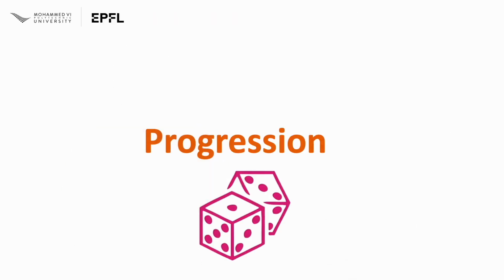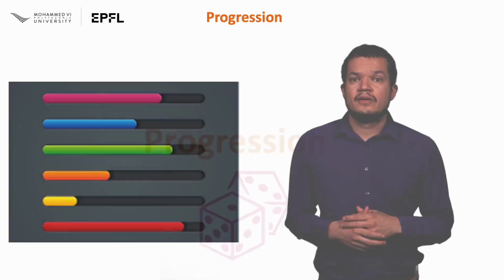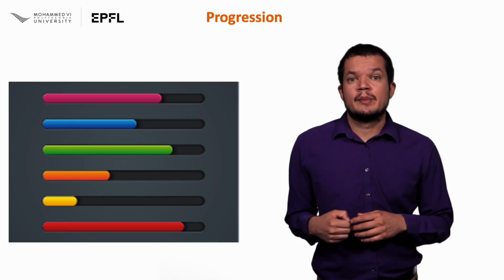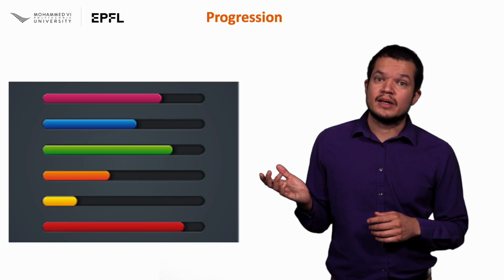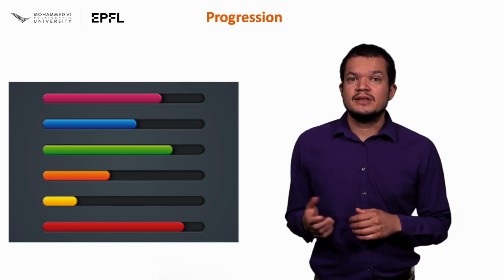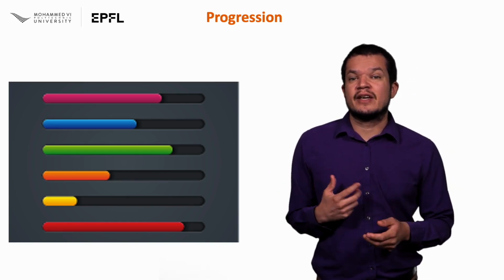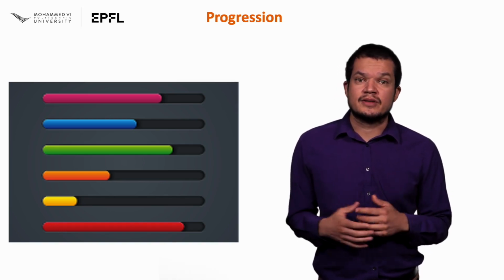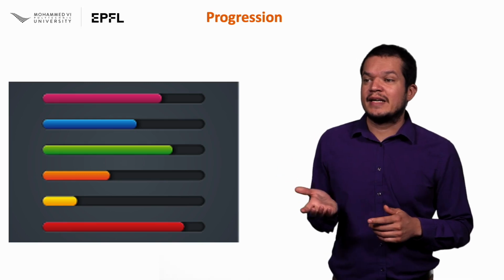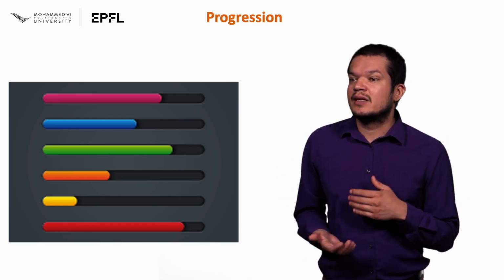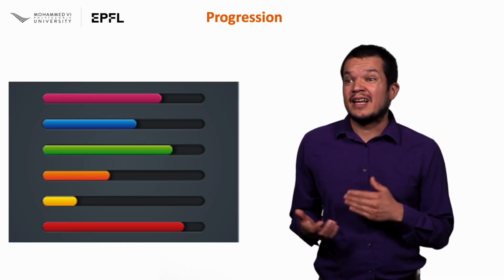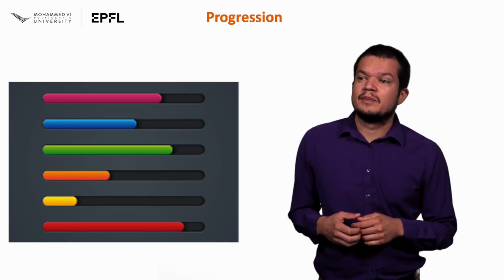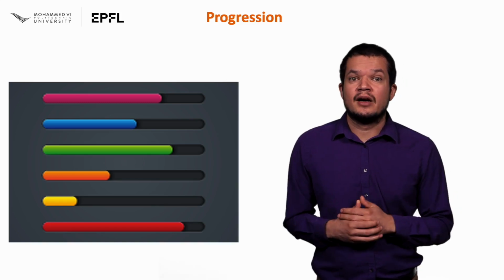The next point will be progression. Usually progression is shown by a progress bar like this one. Progression allows students to situate themselves in relation to the course and see their progress. So for example, in this case, the yellow student hasn't done much and still has a lot to do, but the red student has quite completed the course.